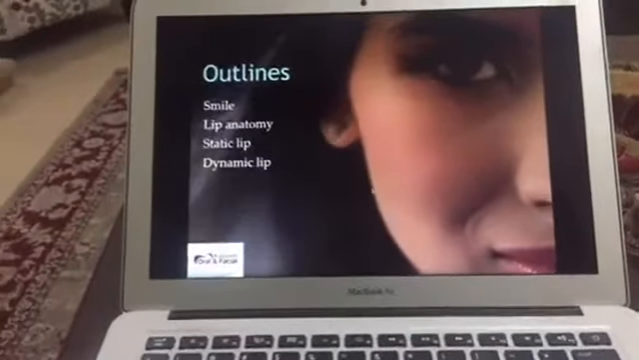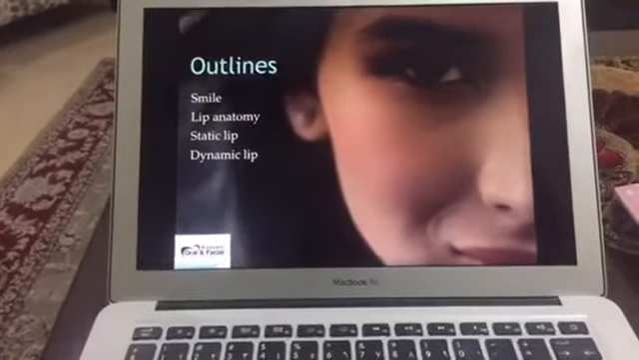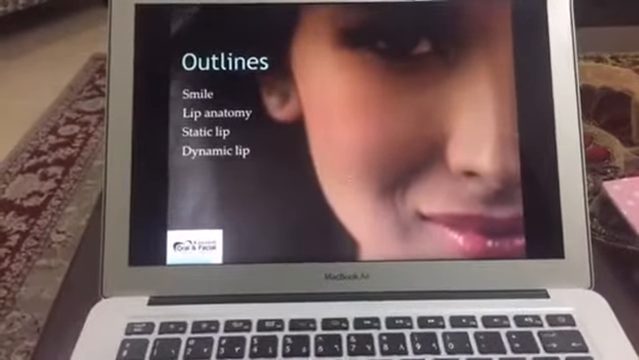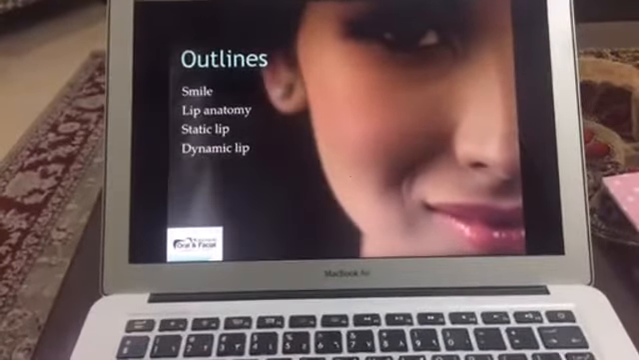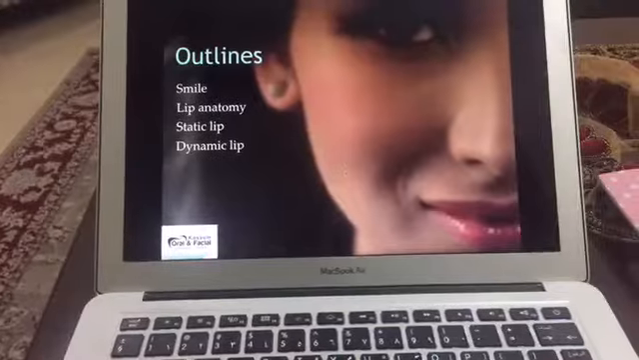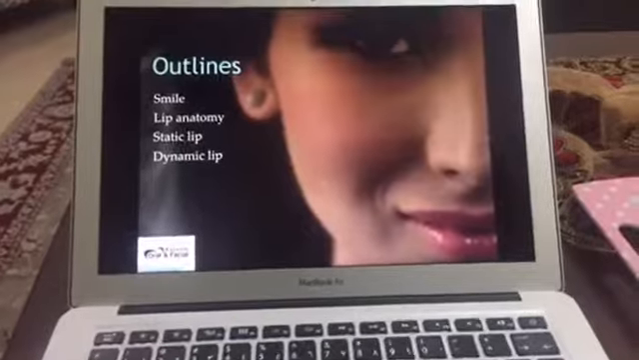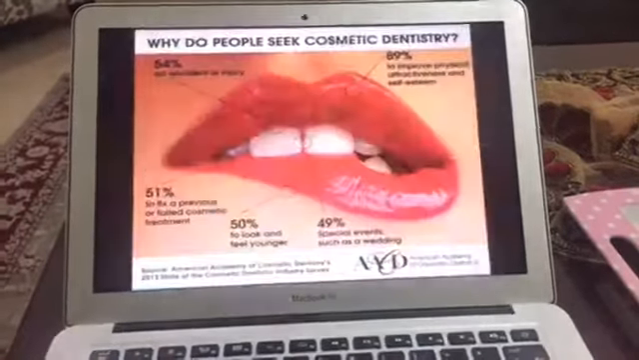Okay, in this presentation I'm going to continue a very interesting topic. I'm going to speak about the smile, the lip anatomy, the static lip and dynamic lip. I'm going to speak about how we can use lip fillers, how we can do static rejuvenation for the lips, and also how we can treat a gummy smile. This is besides the colors, and this is a very important issue.